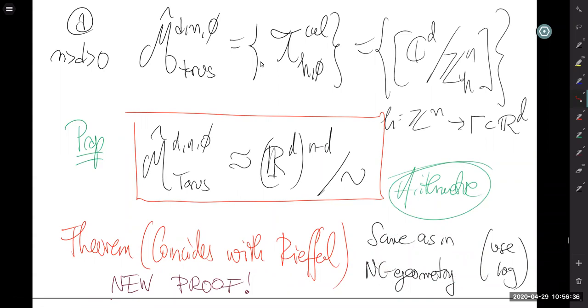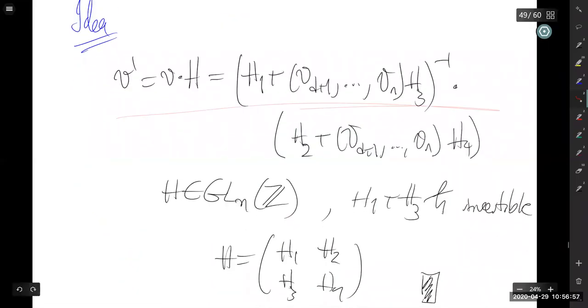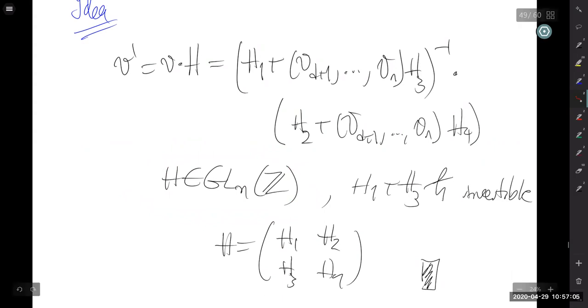And because of all this abstract nonsense, actually, it gives a new proof of Rieffel's theorem that is a little bit unexpected. But in any case, even if you don't want a new proof, if you take his result, this proves that it coincides with Rieffel's classification of quantum toroid. This is the relation. And as you see, this relation depends on a matrix in GL(M, Z), so it's an arithmetic relation. It's a complicated relation.